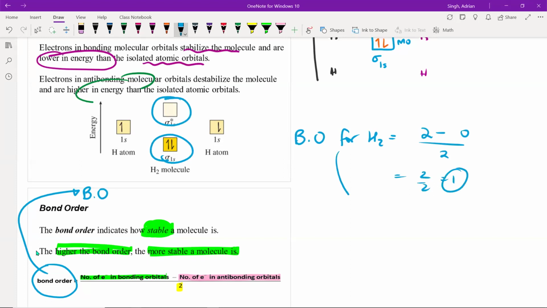So we can predict a bond order of 1 for H2, which does exist, first of all, and it is relatively stable. All right, so the higher the bond order, the more stable it is. The lower the bond order, the less stable it is.